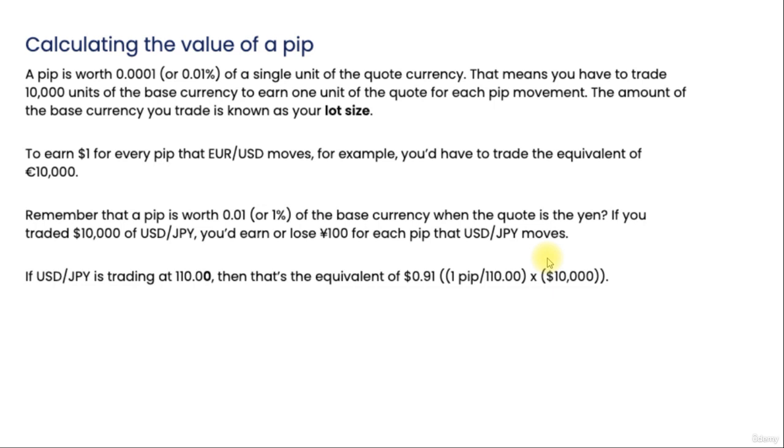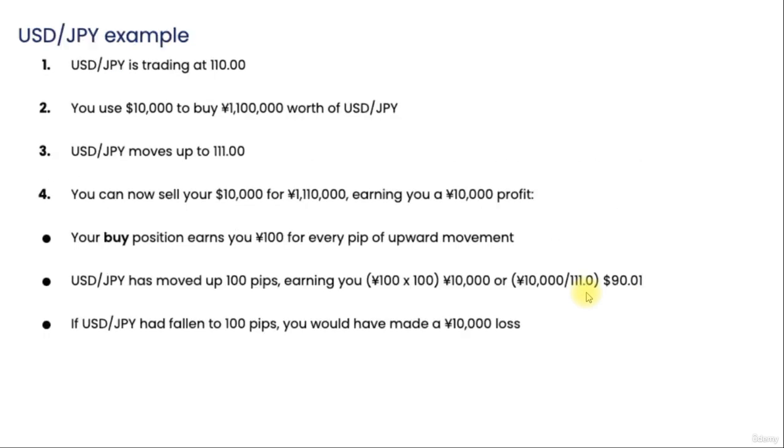Again, remember the exception you have for yen. If you trade $10,000 of USD JPY, you would earn or lose 100 yen for each pip that USD JPY moves. Now let's see one example. If USD JPY is trading at 110.00, that is equivalent of $0.91. So if you divide 1 pip divided by 110 into $10,000, you will get this result.